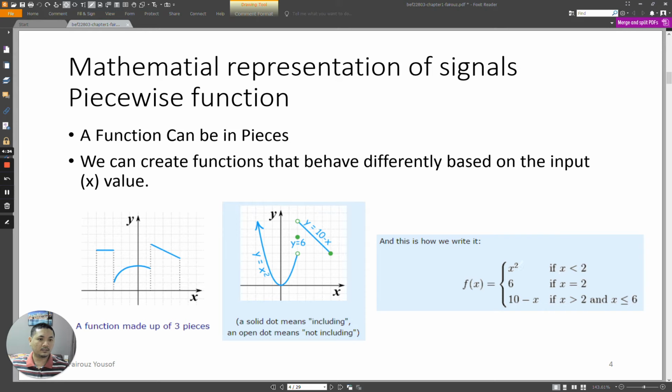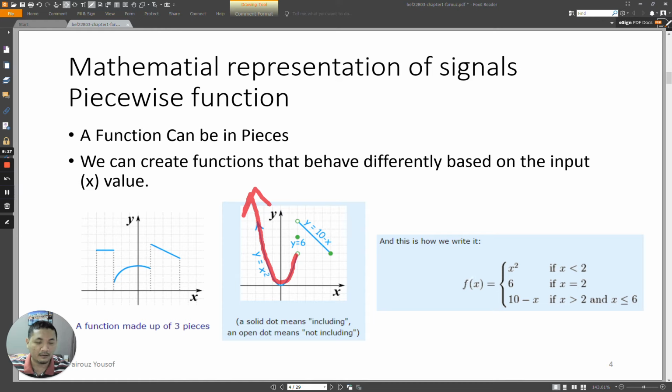Same goes for x squared. Okay, this is the function of x squared, right? But this goes to negative infinity, and this goes to positive infinity, right? But it says here only for x less than 2, right? So meaning this is only true up to x equals 2, right? Meaning from here x goes to negative infinity. Alright, so that is the piecewise function.